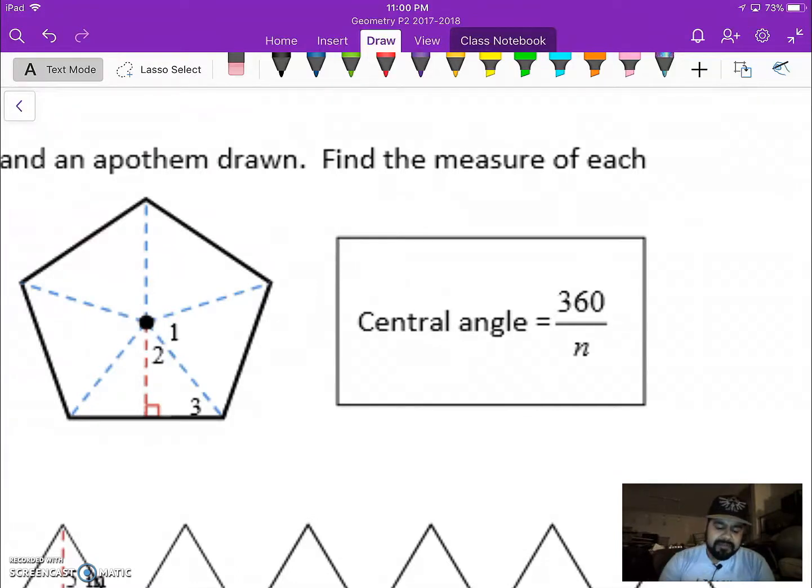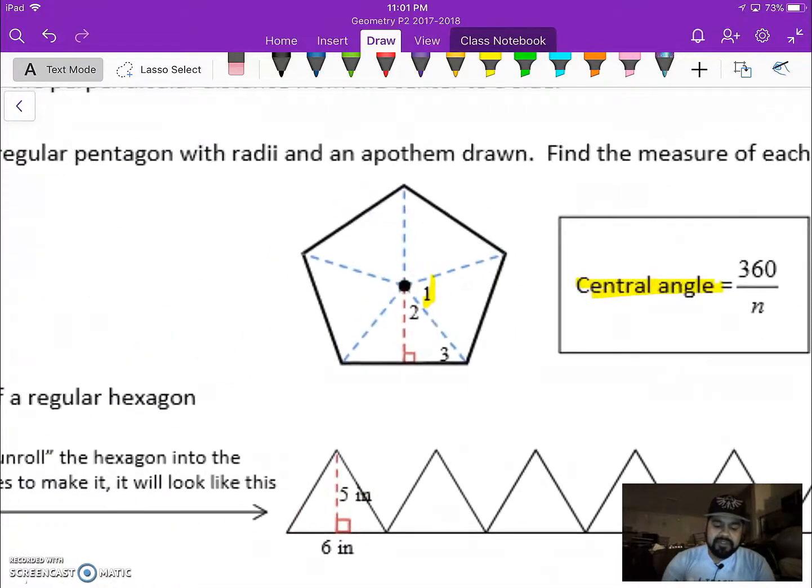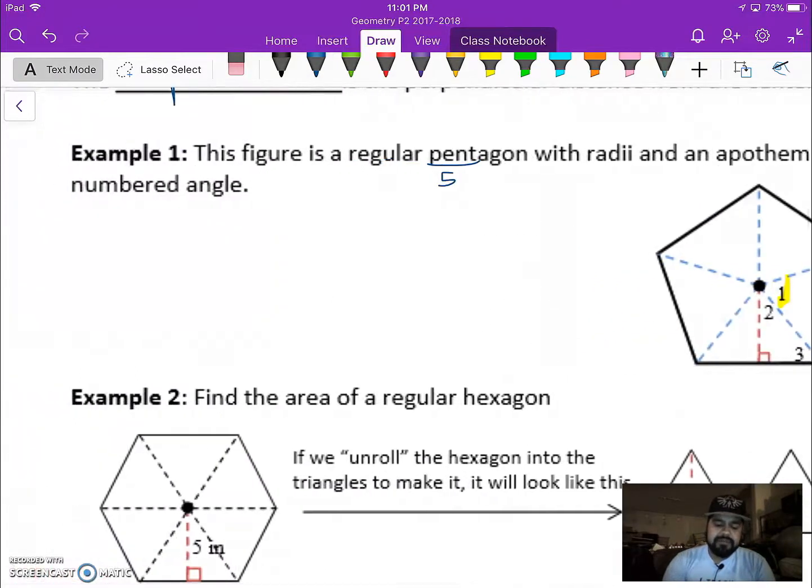Okay, so first off, angle 1 is considered a central angle. To find angle 1, I have to do 360 divided by the number of sides that I have. Seeing as this is a pentagon, I know that I'm going to have 5 sides. So my central angle, which is angle 1, equals 360 divided by 5, which is 72 degrees.